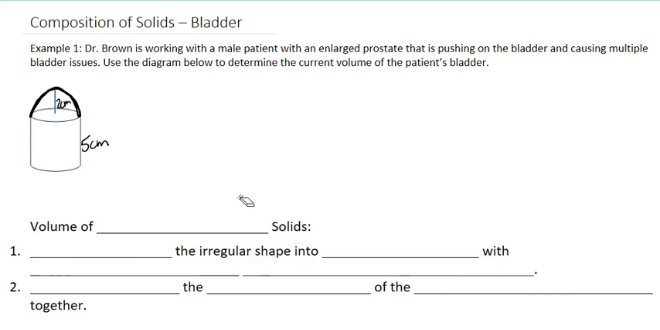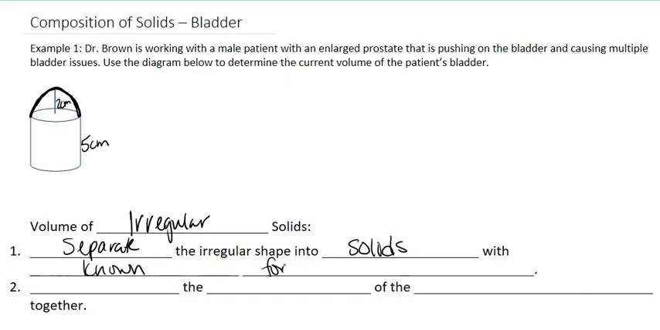So, volume of irregular solids. One, we will separate the irregular shape into solids with known formulas. And then two, we will add the volumes of the solids together.